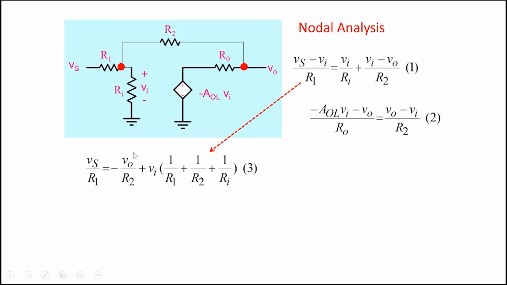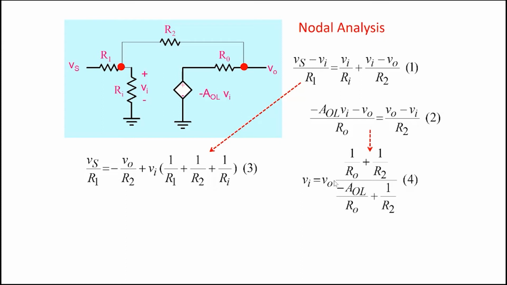This particular equation can be rearranged. This was a part of one of our exams, a circuit like this. So we can rearrange this equation: Vs by R1 is minus V0 plus these terms here. And we can rearrange this particular equation to get Vi in terms of V0.